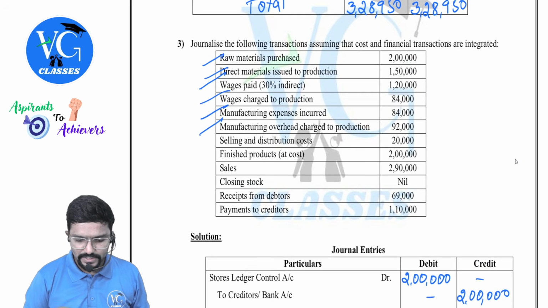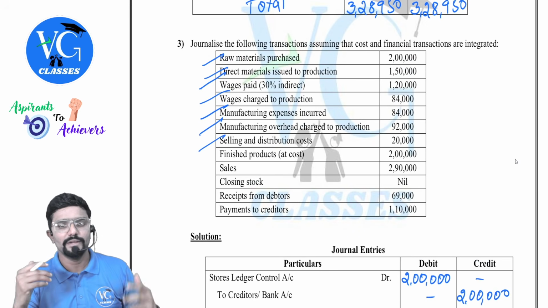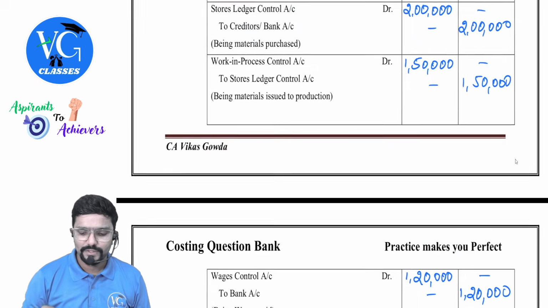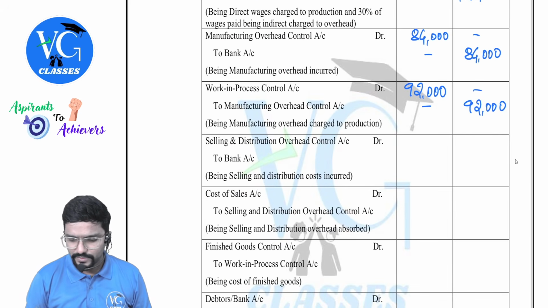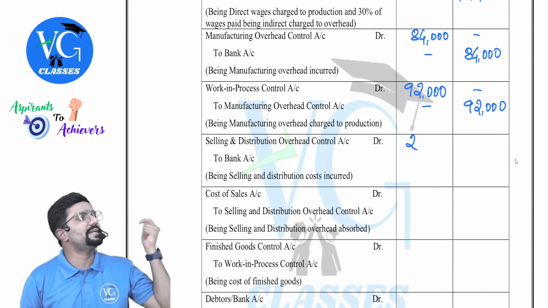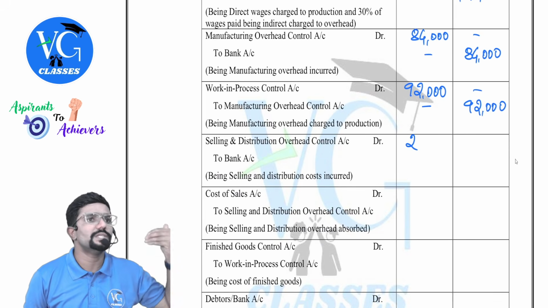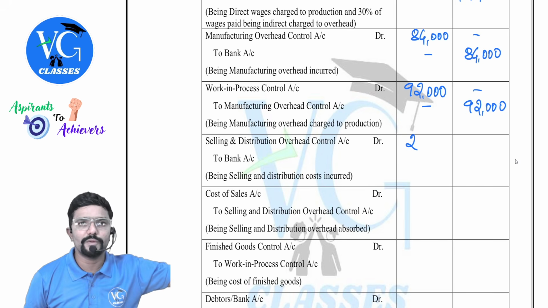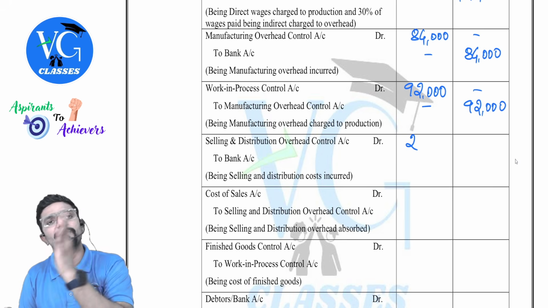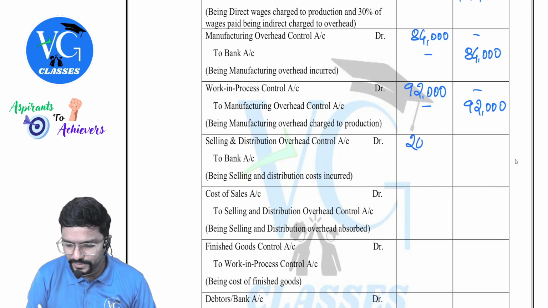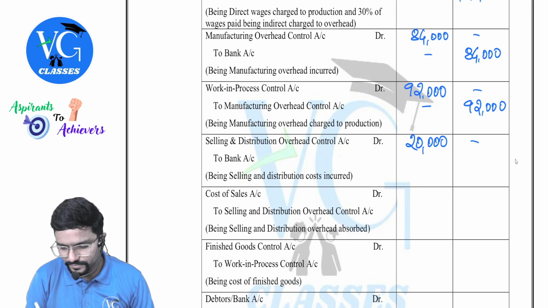Selling and distribution. Next one, let us see. Selling and distribution cost, that means incurred. How much? 20,000. Under non-integrated, what is the entry? Selling and distribution to general ledger. But here, remove the general ledger and replace it with bank. 20,000.